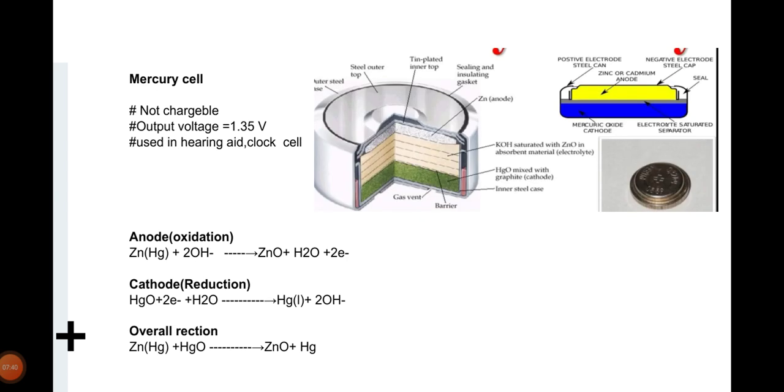Next is the mercury cell. It is exactly the same as the Leclanche cell, just that in place of zinc we are using mercury. It's a primary battery or primary cell which is non-chargeable, and the output voltage is 1.35 volt, and it is used in clocks and hearing aids, for people who cannot hear, where one cell will be placed inside that will have this type of battery.